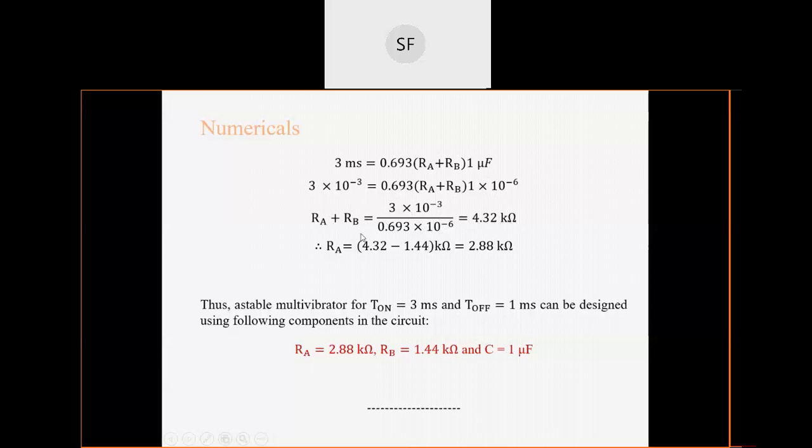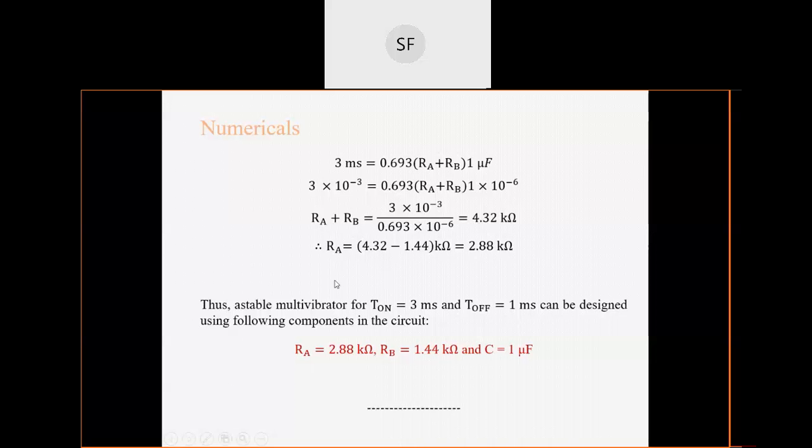But what is the value of RB? The value of RB is 1.44. We have found it already. So what will be the value of RA? The value of RA will be 4.32 minus 1.44. So this is the final value of RA, that is 2.88 kilo ohms.